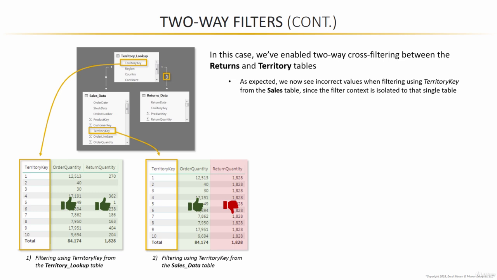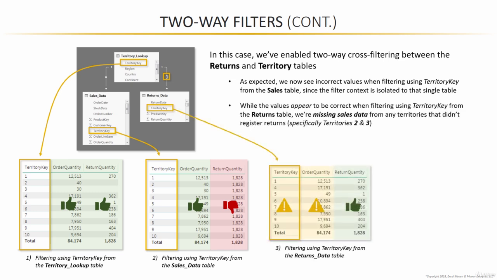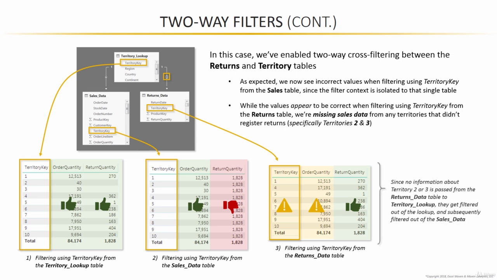But here's where it gets interesting. When we pull in the territory key from the returns data table, the returns are accurate, which we know will be the case, but check out territory key and order quantity. At first glance, things look good, but remember that territories 2 and 3 don't even exist in the returns table. So since no information about territory 2 or 3 ever gets passed up to the territory lookup, then they'll subsequently get filtered out of the sales data table as well.